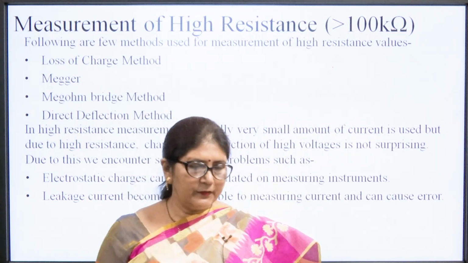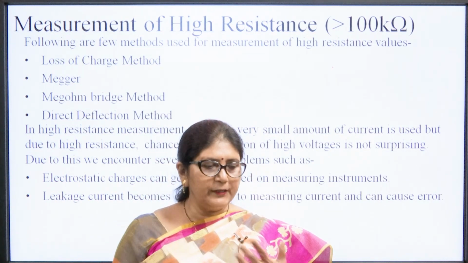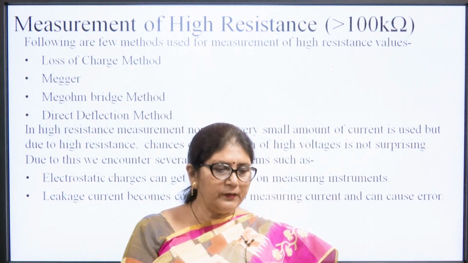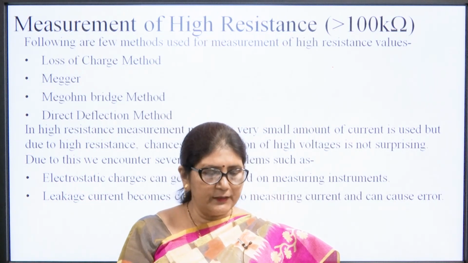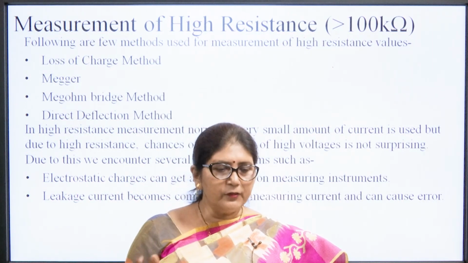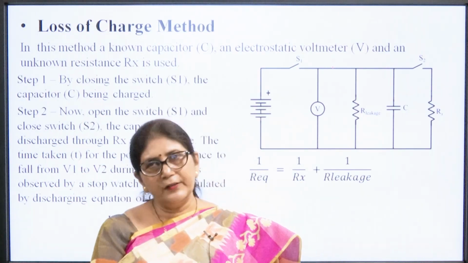For high resistance we have some problems, that is the problem of electrostatic charge that can accumulate on the measuring instrument, and the second is that the leakage current becomes comparable to the measuring current, and that can cause error. So, we will first discuss the loss of charge method.